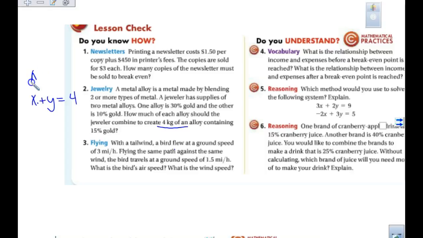What is my x going to be, Georgia? The 30% one. So x equals the 30%. And I need to find out how many kilograms of that I'm going to end up with, because that's what the question says. How much of each one? Y then is going to be, Ava, the 10%. And again, my answer is going to be how many kilograms of that. It can't total more than 4, right?